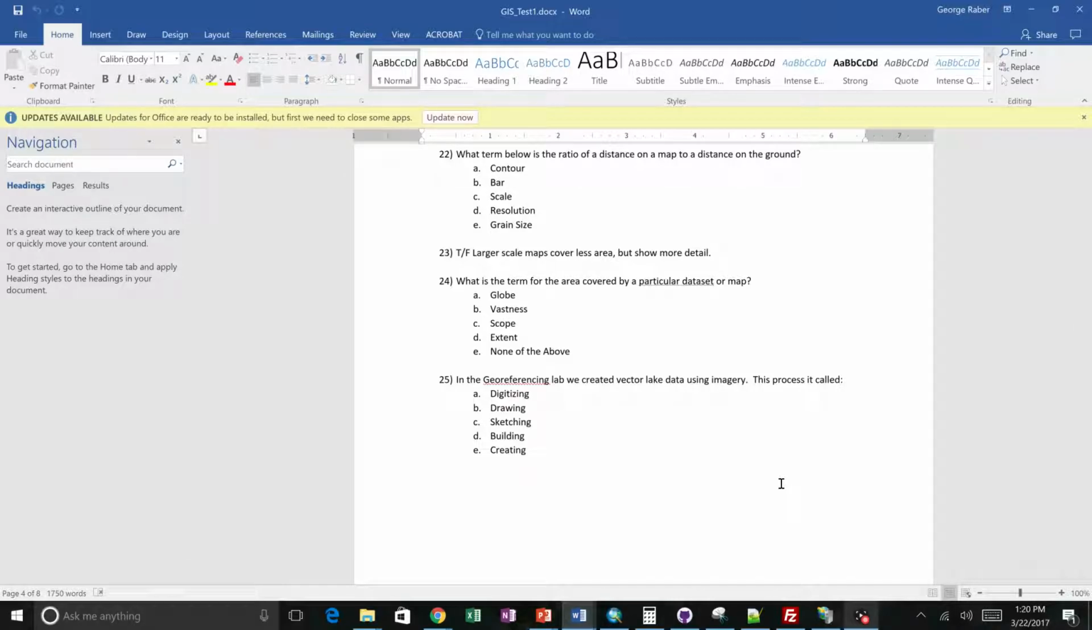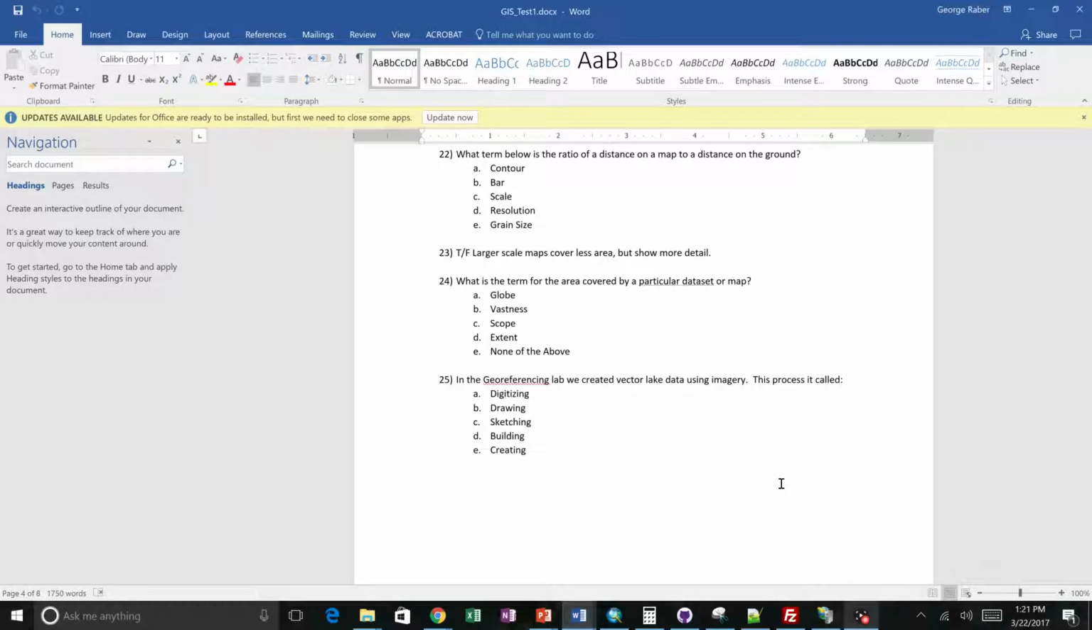True or false? Larger scale maps cover less area, but show more detail. That is true. Larger scale maps cover less area, but they show more detail. In other words, given the same size on a piece of paper, they're maps of a smaller portion of the surface of the Earth. Number 24, what is the term for the area covered by a particular data set or map? That's the extent.